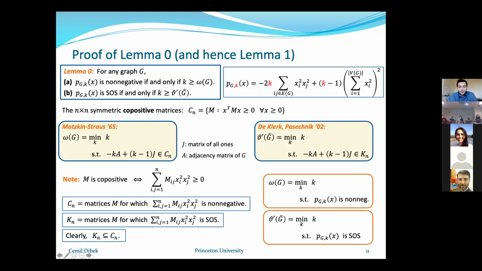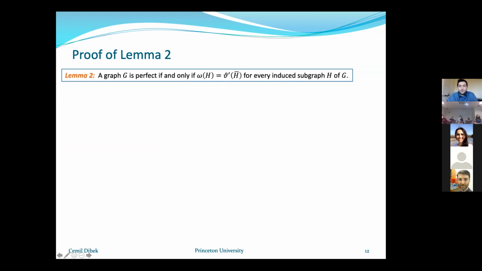Good. All right. So lemma 2 is a little bit more interesting, in my opinion. It says that a graph is perfect if and only if the clique number and the Shriver number are the same for every induced subgraph. So you remember the definition of being perfect: the clique number and the chromatic number are the same for every induced subgraph. But this lemma says that you don't need to go all the way to the chromatic number. If you just check that the clique number and the Shriver number are the same for every induced subgraph, this is also enough for perfectness.